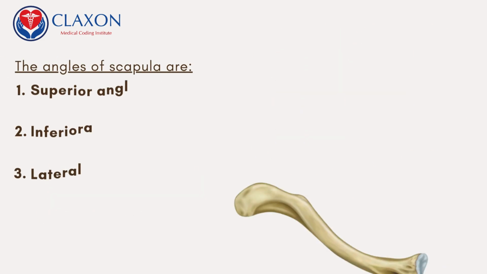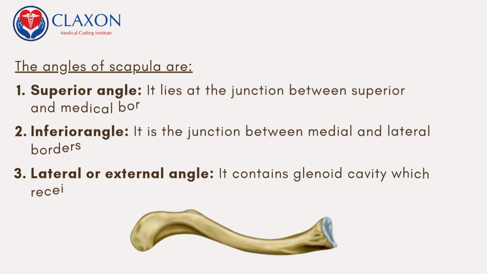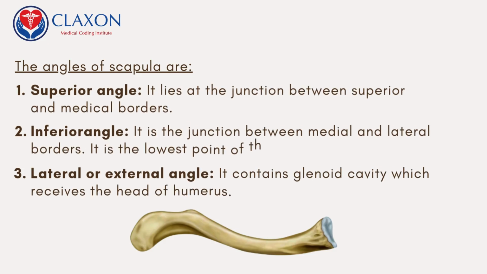The angles of scapula are: 1. Superior angle, it lies at the junction between superior and medial borders. 2. Inferior angle, it is the junction between medial and lateral borders. It is the lowest point of the scapula. 3. Lateral or external angle, it contains glenoid cavity which receives the head of humerus.